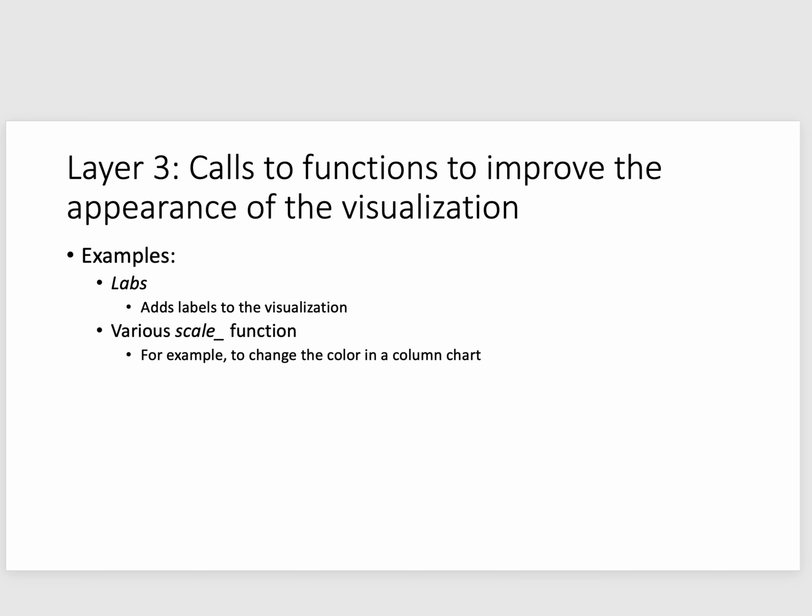Finally, once we've layered all these geoms on top of the ggplot object, then we can call functions to improve the appearance of the visualization, such as labs, which adds labels to the visualization, and a large number of scale_ functions, for example, to change the color in a column chart.